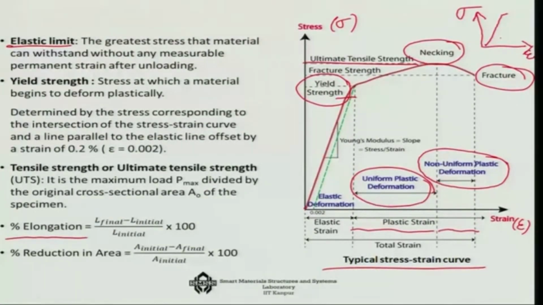The other important point here is that if you do not find a very sharp yield point, we consider approximately the 0.002 level, that means the 0.2% strain level. We find where it intersects, and that point is defined as the yield strength level, because that is generally the strain level metals can take without any permanent deformation. But this is very specific to metals.